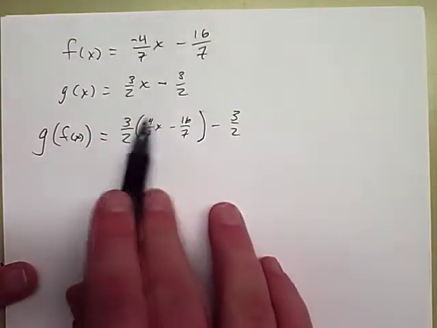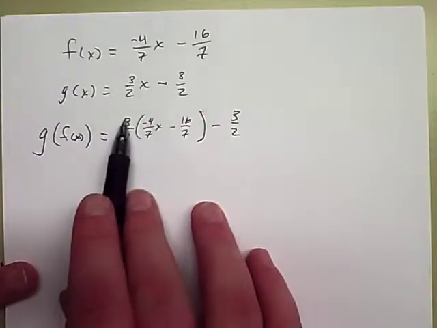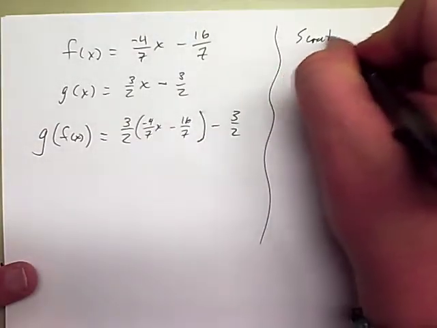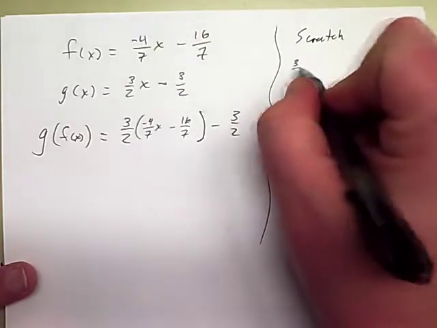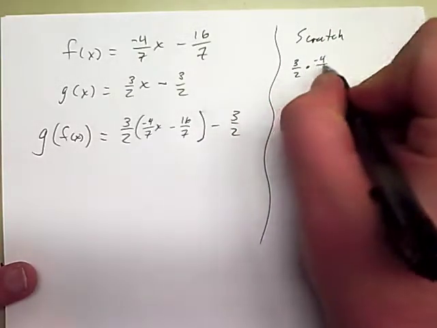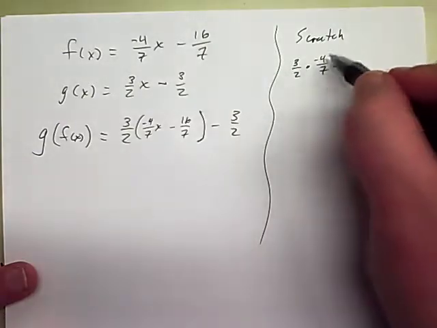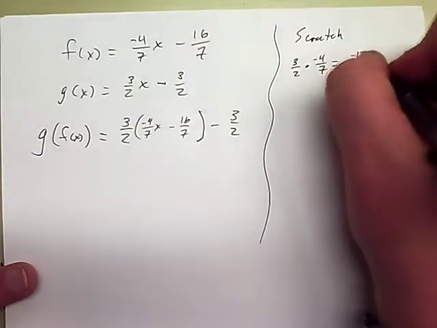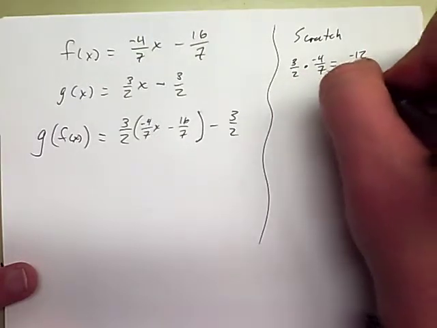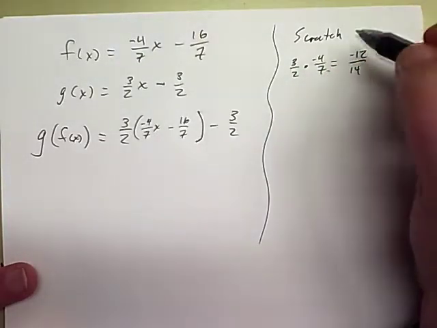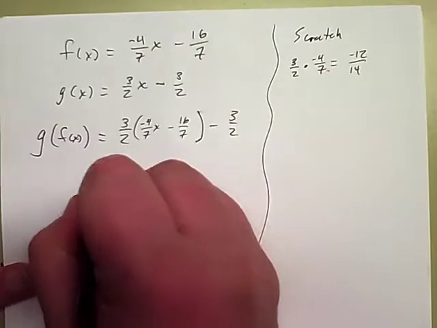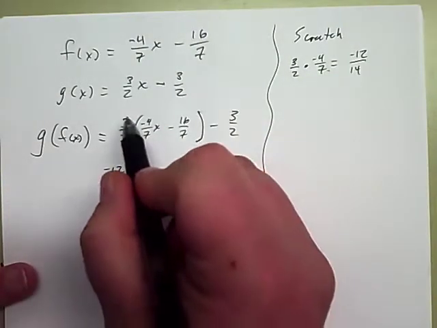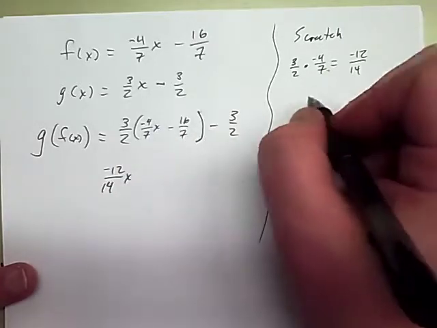And so here I'm going to distribute. I'm going to distribute 3/2 to both. And so over here on my scratch work, I need to know 3/2 times negative 4/7. And 3 times negative 4 is negative 12. 2 times 7 is 14. All right, so then I get negative 12 over 14x. And now I have to send 3/2 to negative 16 over 7.